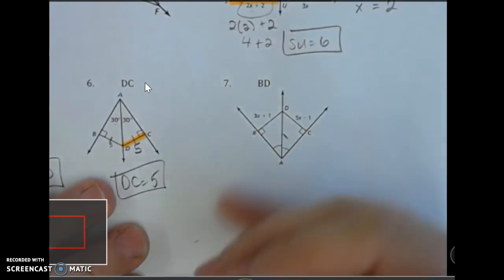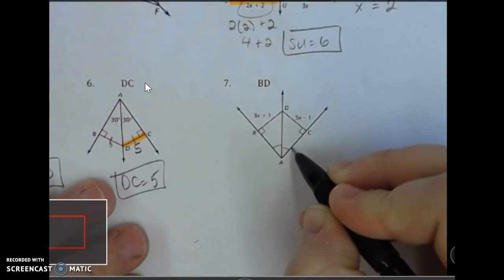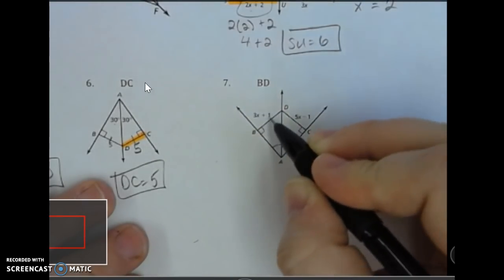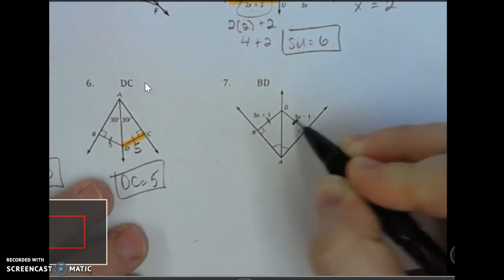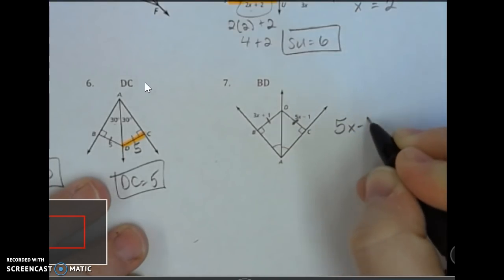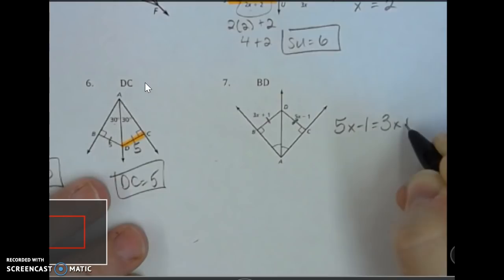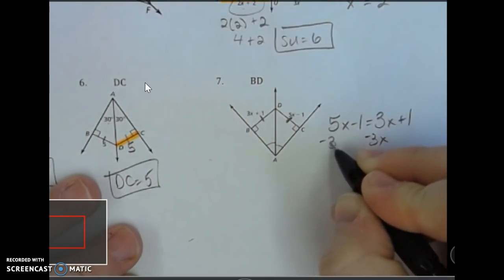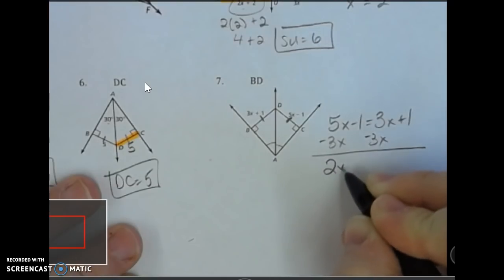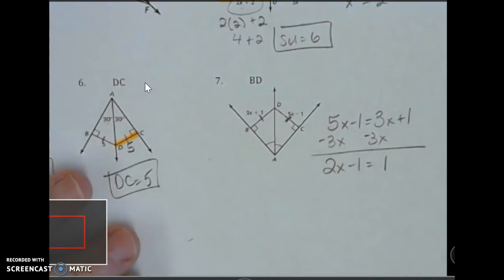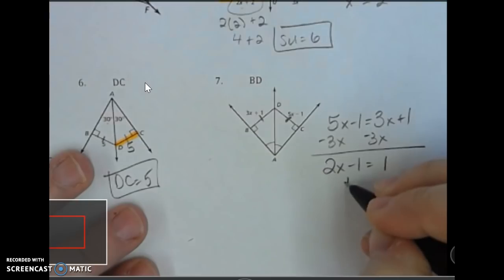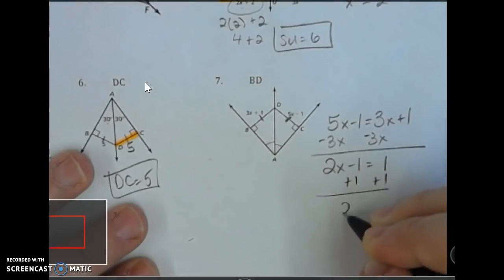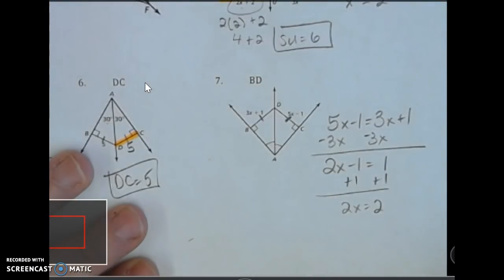And then the last one, these arcs mean that they're equal, and there are perpendicular lines, so that means that these are equal. And so I'm going to set up 5x minus 1 equals 3x plus 1, minus my 3x on both sides. And I'm going to get 2x minus 1 is 1. Now I'm going to add 1 to both sides, and I get 2x is 2. And then to get rid of that times 2, I divide by 2, so x is 1.